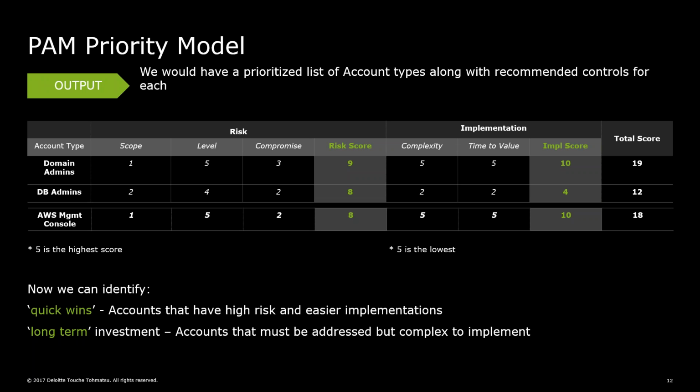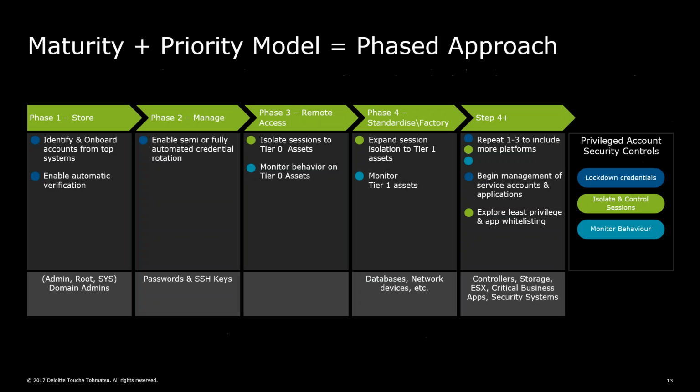instances around it. That's a very important exercise you need to do before, in order to plan your activities and prioritize them. And now you can identify quick wins, accounts that have high risk and are easier to implement, and long-term investment accounts that must be addressed but are complex to implement, and you might put them in the plan for later on as the next phase or phase 4 whatsoever.